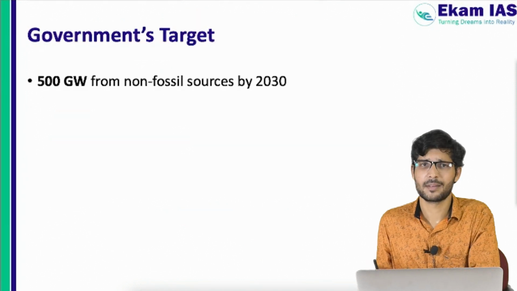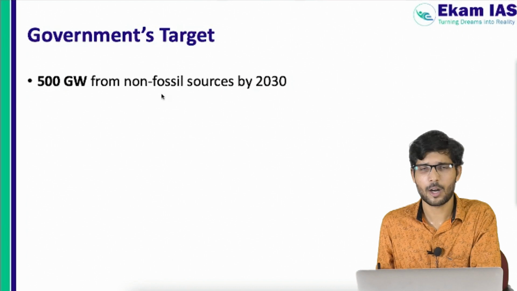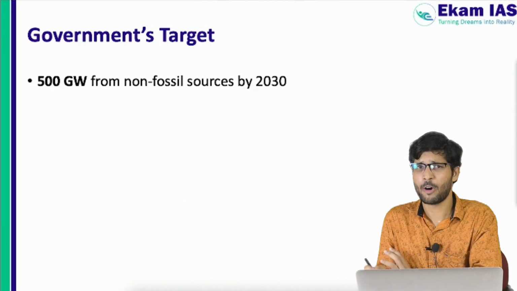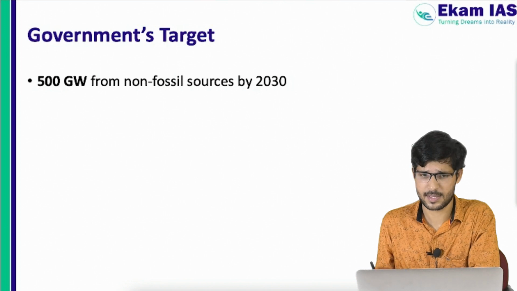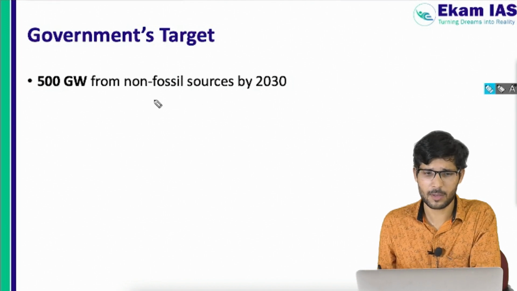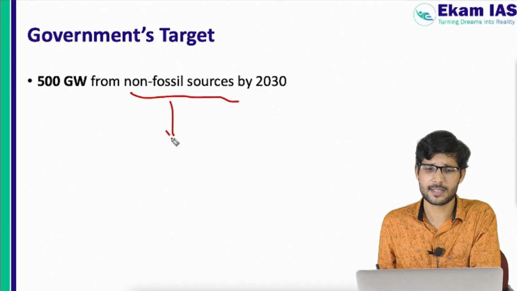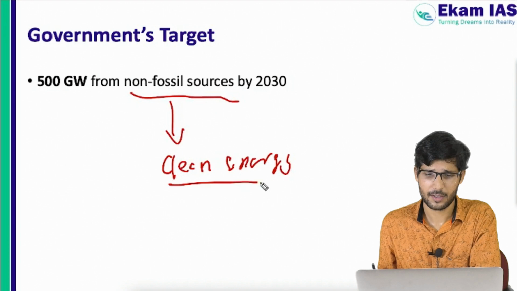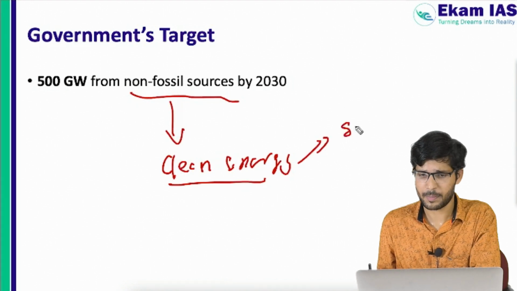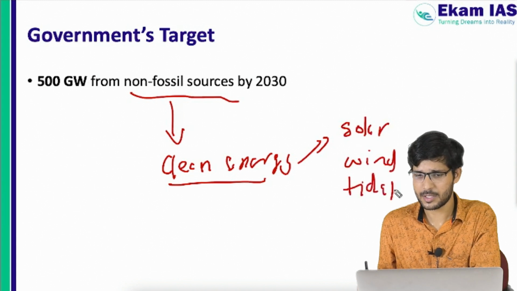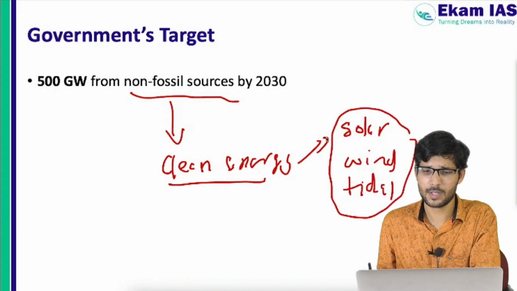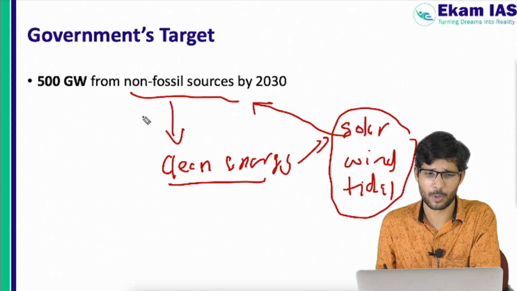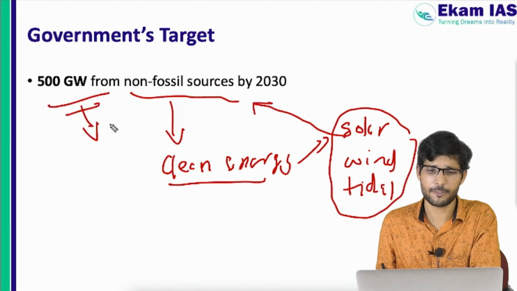So, the government's target. This is our current government's target, that is 500 gigawatt of energy production from non-fossil sources by 2030. Non-fossil fuels means clean energy, green energy, environmentally friendly energy. That includes solar, primarily solar, wind, tidal, etc. Through these renewable energy sources, the government will be producing around 500 gigawatt of energy by 2030. This is the government's target.